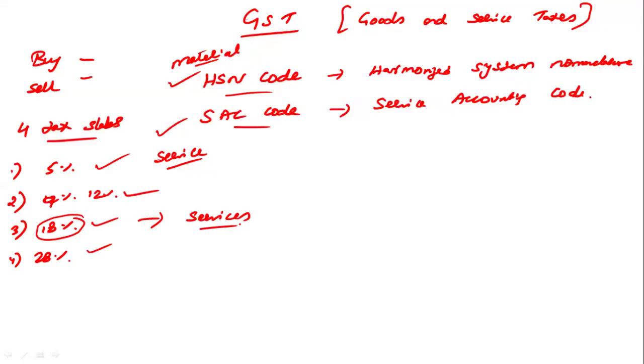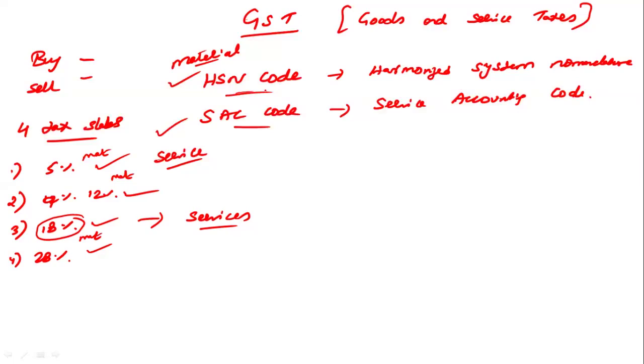So these are the tax slabs which we have, for material and service. Each material has its own HSN code and each service has its own SAC code, and these are standard.